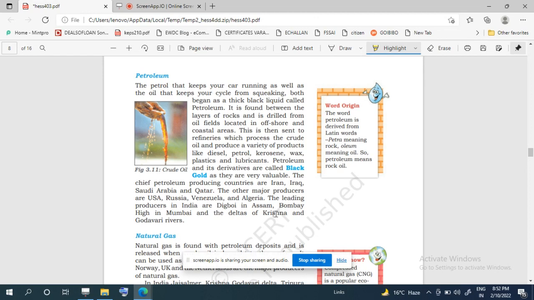Okay. And when it is taken out from there, that is crude oil, and then this crude oil is sent to the refineries which process the crude oil, and then so many products are produced like diesel, petrol, kerosene, wax, plastic, lubricants. All these are petroleum products.